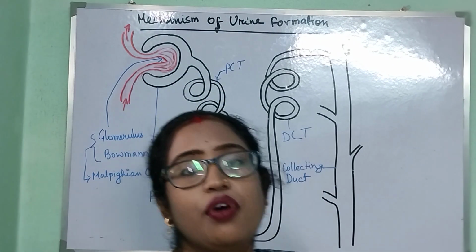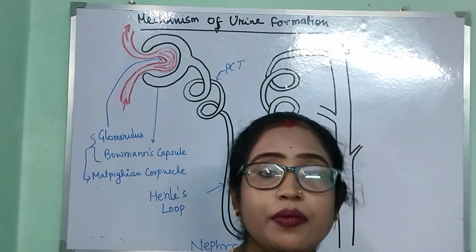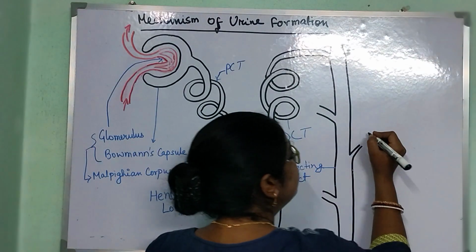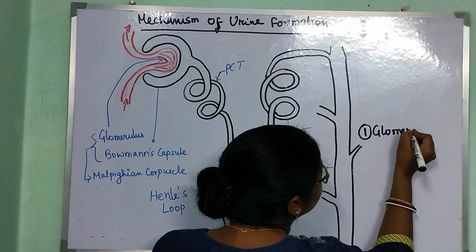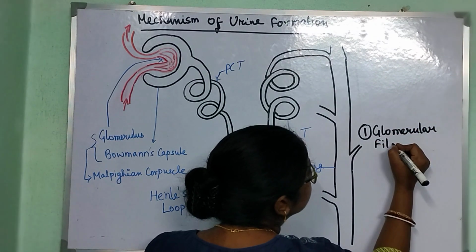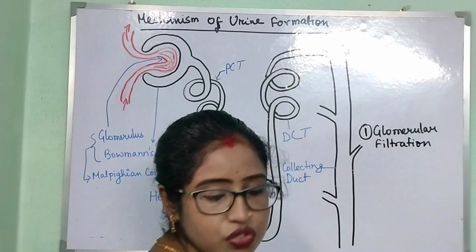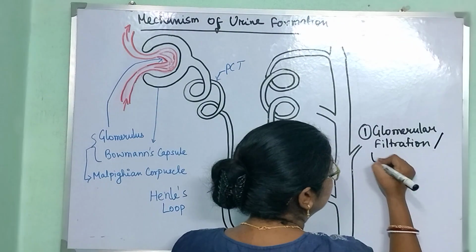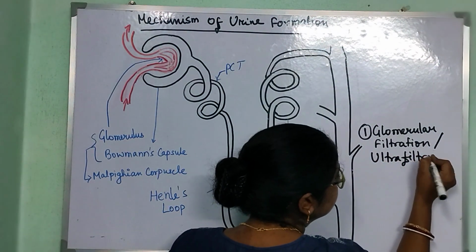The first and foremost step of urine formation is glomerular filtration. It is also known as ultrafiltration.